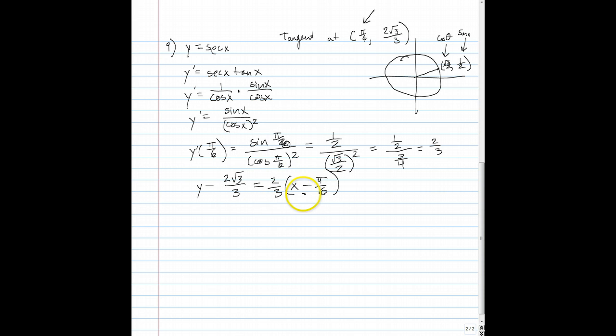We distribute the 2/3, we get y minus 2 root 3 over 3 equals 2/3 x minus, those are going to simplify to pi over 9, and let's add the 2 root 3 over 3 over to the other side, and we get y equals 2/3 x minus pi over 9 plus 2 root 3 over 3.